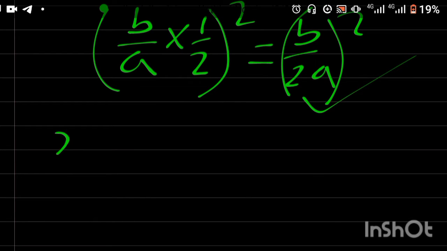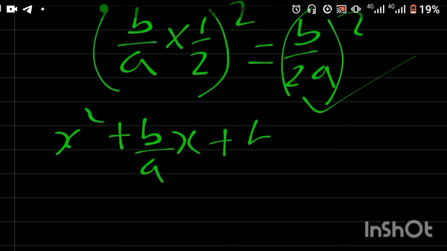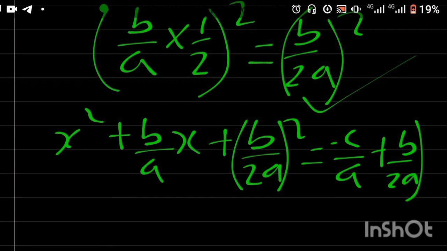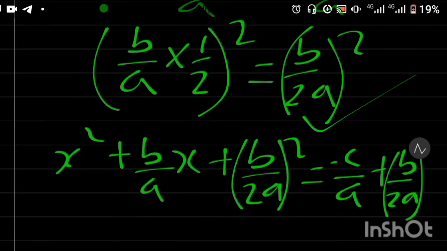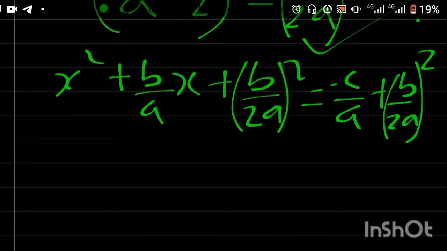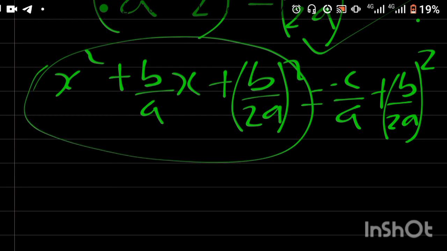Therefore, my equation becomes x squared plus b over a x, then plus b over 2a squared is equal to minus c over a, then plus b over 2a raised to the power of 2. We've added the term to both sides of the equation. Anytime you add this expression we are talking about to an incomplete quadratic expression, all you have succeeded in doing is to turn the quadratic expression into a perfect square.